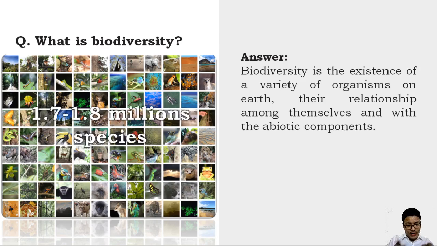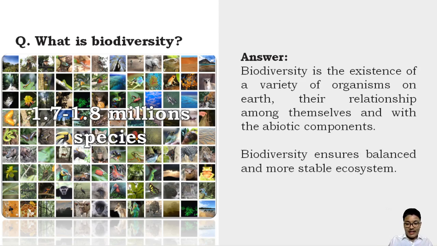So in your NCERT textbook, it's mentioned that there are 1.7 to 1.8 million species existing on this planet Earth. It's amazing, right? All of these different living organisms interact among themselves and with the abiotic factors. In that way, different living organisms survive on this planet Earth. So the existence of different living organisms is a must. If there are more diverse living organisms, then the ecosystem will be more stable. If the ecosystem is stable, then we are going to survive for a long time. So biodiversity ensures a balanced and more stable ecosystem.